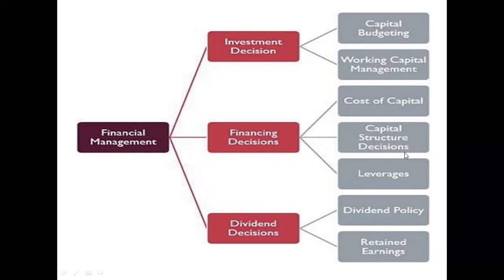Then the leverages. Then financial management's third scope is dividend decisions. That is, it discusses the dividend policies and the retained earnings. What are retained earnings? These are the earnings from the return we got at the end of the investment, right? This is a portion which is kept aside.